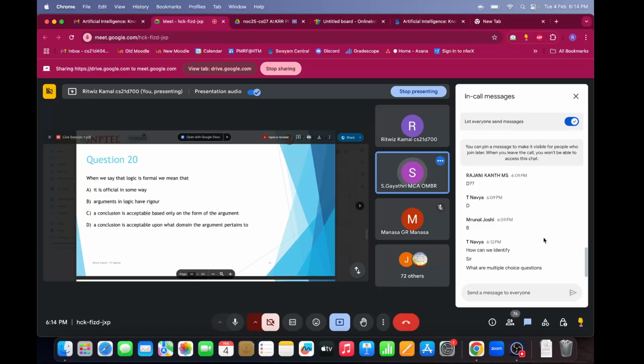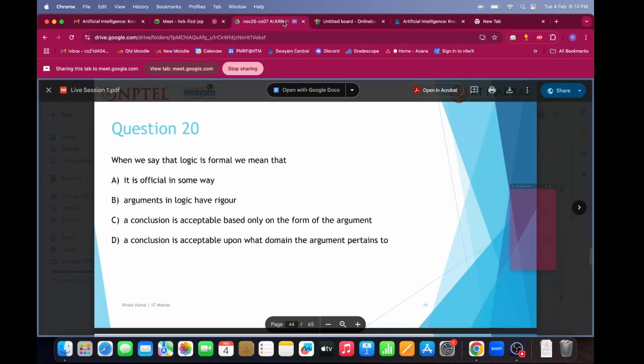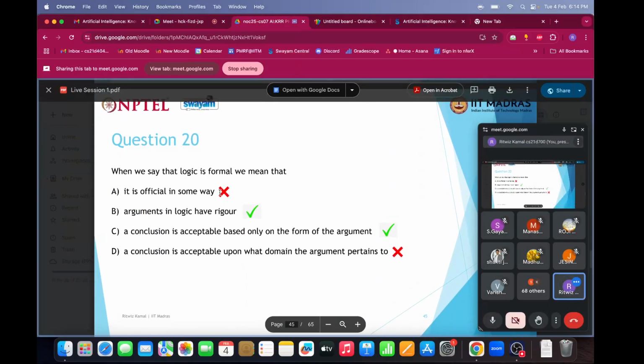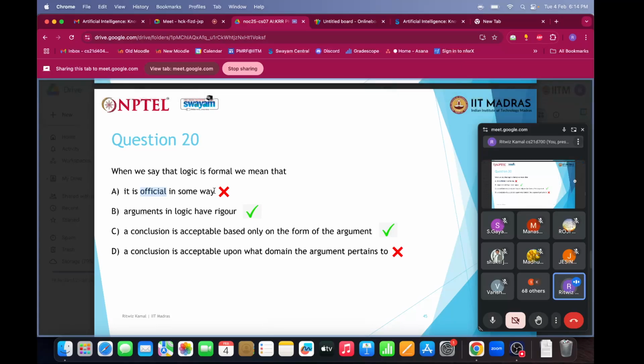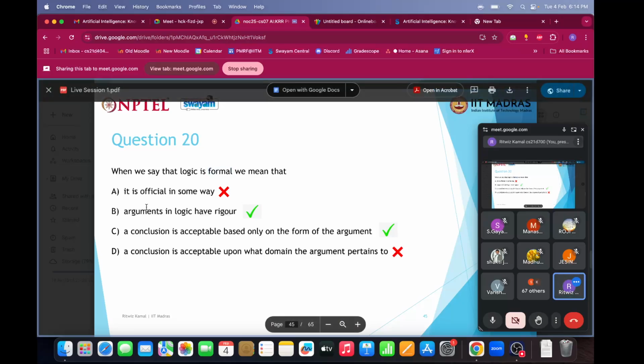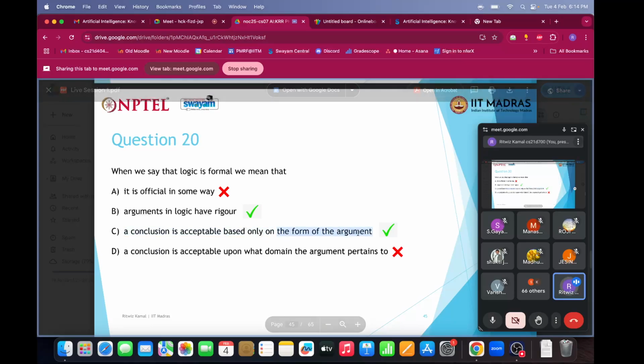Option A, B, and D. Okay, so we have vote for option A, B, and C. So B and C are correct, but option A is not really applicable here, because we are not really dealing with any official thing of sorts, right? Here when we say formal, we may mean in terms of the formal logic, not in terms of the formal word as we mean it in the usual day-to-day English conversations, right? When we say the logic is formal, we mean that the arguments have rigor, okay, and that a conclusion is acceptable based only on the form of the argument.